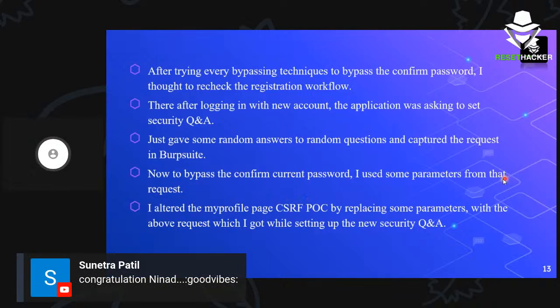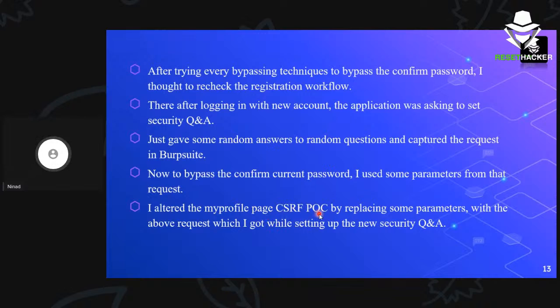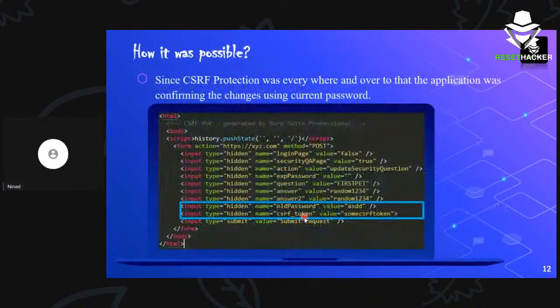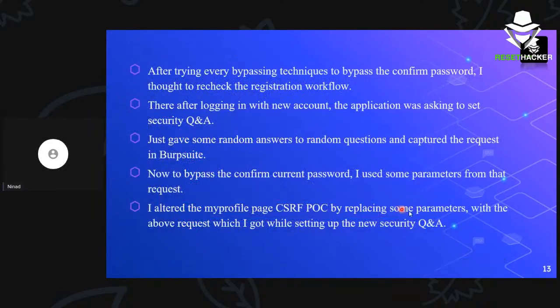Now, to bypass the confirm password, as I said, I used some parameters from that request and altered the My Profile page POC. So after login, the screen which we get to change the account details, like the My Profile section, that page's POC means this POC. I altered some parameters here, replacing some parameters with those from the above request, and I was able to set a new security question and answer for the victim's account.